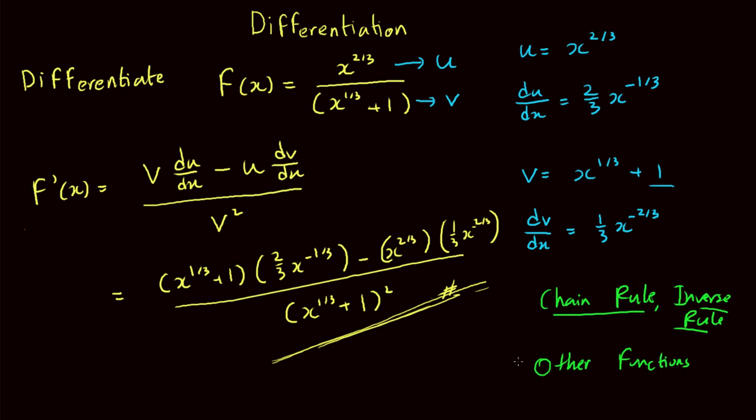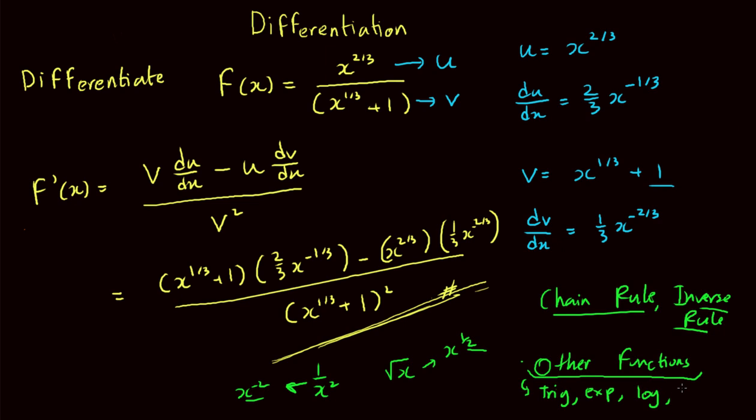For example, we had the square root of x, which you can write as x to the power of half, or 1 over x squared, which is obviously equal to x to the power of negative 2. We've only discussed up to this range so far. We haven't discussed other functions, which we'll discuss in the next video, like trig, exponents, logs, and also hyperbolic functions as well. So I think that's about it.